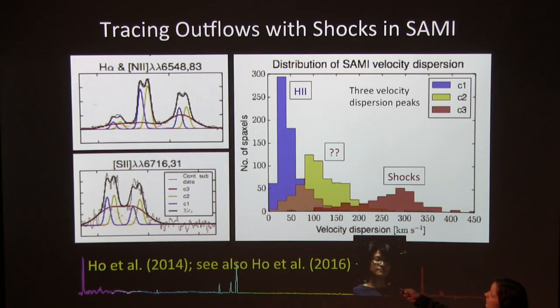And so this shows you that we can deconvolve the lines into three components. We have two narrow components and a broad component. And we can even do this using the sulfur 2 lines. Here are the sulfur 2 lines. And when you look at the velocity dispersion profile, you can see the narrow component, the H2 component that we saw earlier. Here's a shock component, and this is some intermediate component here.